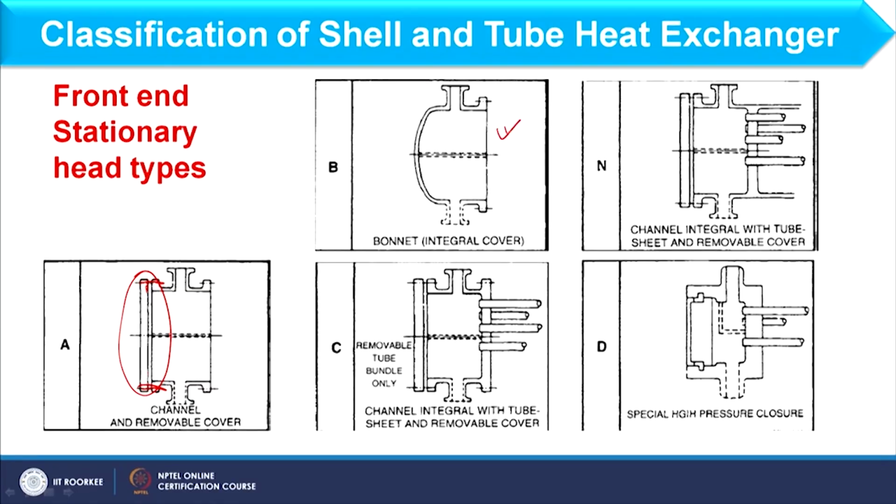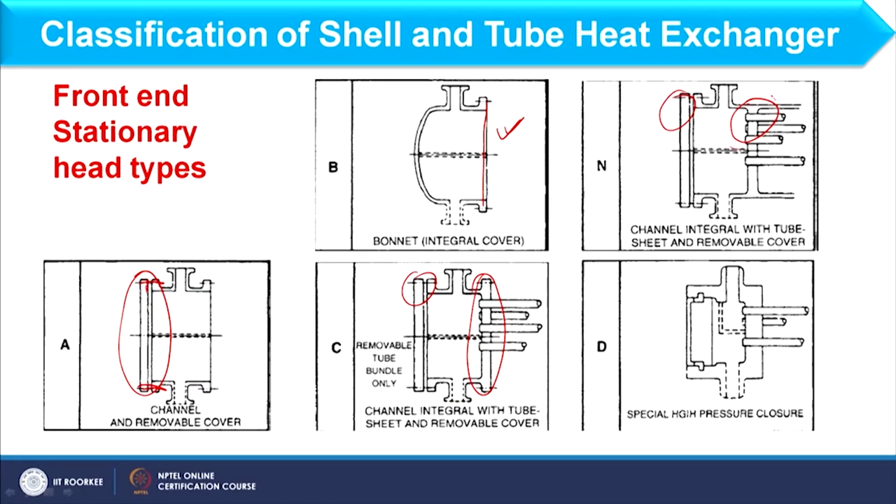Here I am having a bonnet type of structure. Here I am having channel integral with tube sheet and removable cover. So here we do not have any tube sheet, but here it is connected or integrated with the tube sheet and the cover can be removed. And here also we can have integrated tube sheet with the cover, integrated tube sheet with the channel, and here we can remove the cover.